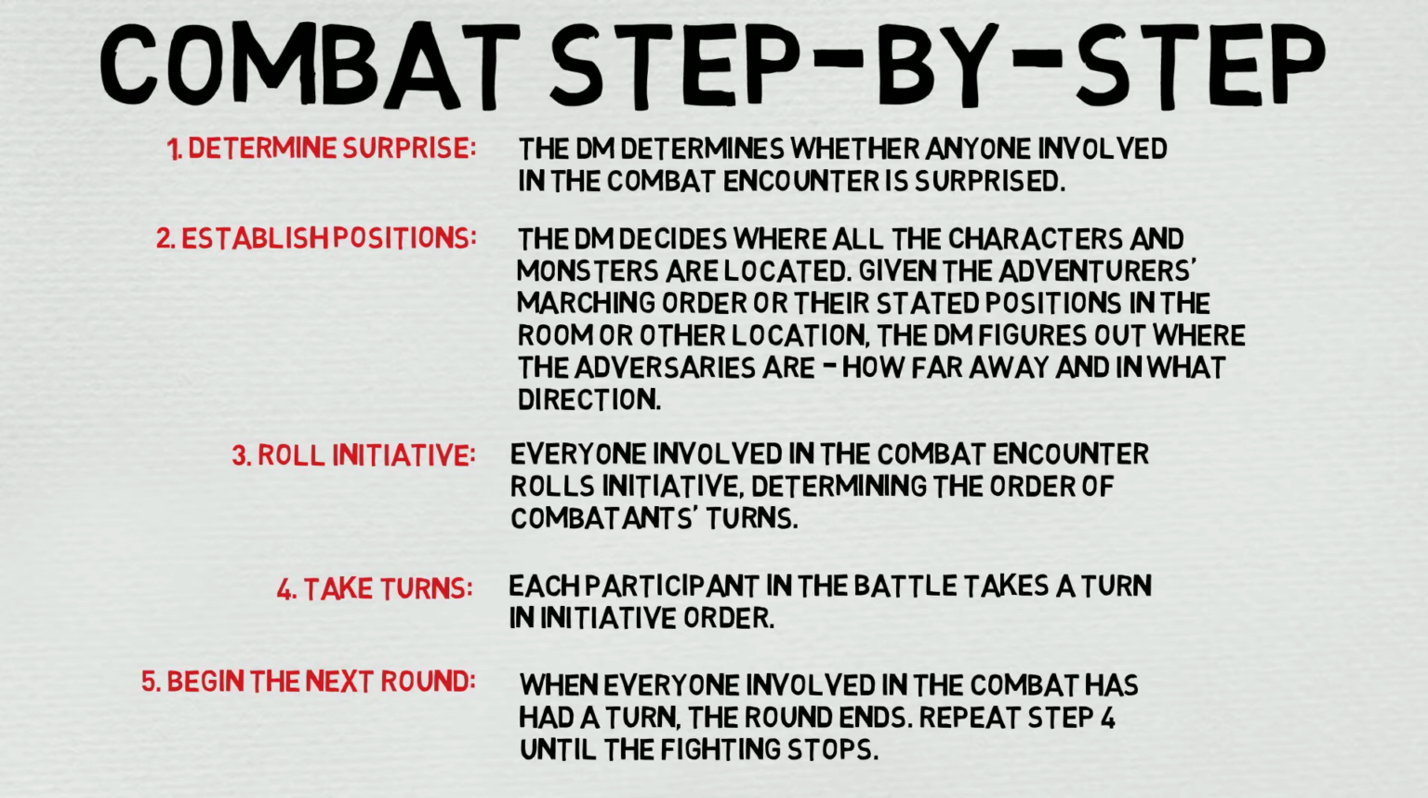The second step is to establish positions. There's a lot of tricks to doing this. This is where things like marching order come into play. Movement in 5e is pretty tricky to understand if you're a newcomer to D&D in general, so we have another video on that coming out, so stay tuned for that too. The DM decides where all the characters and monsters are located, given the adventurers' marching order or their stated positions in the room or other location. The DM figures out where the adversaries are, how far away, and in which direction. So pretty standard stuff there.